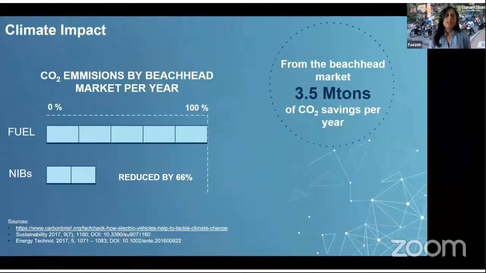Electric vehicles are responsible for considerably lower emissions over their lifetime than internal combustion engine vehicles. Our product can save up to 66% of the overall CO2 emissions. As a result, 3.5 million tonnes of CO2 in Indonesia will be saved every year.